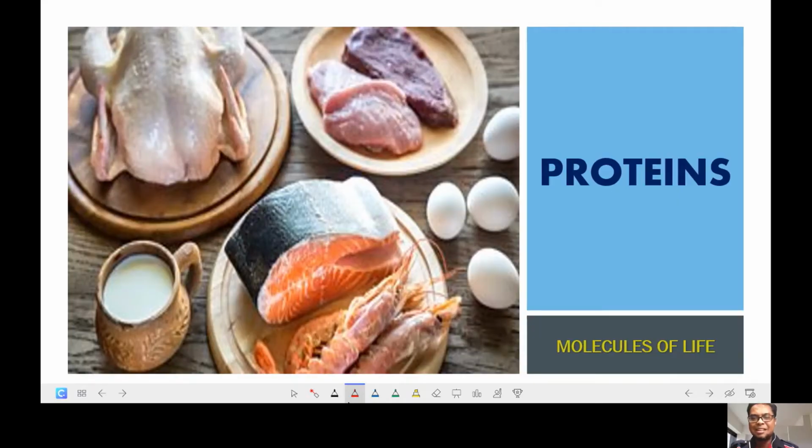Hi everyone. In this particular lesson, we will focus on the proteins, another type of molecules of life that we have to know.